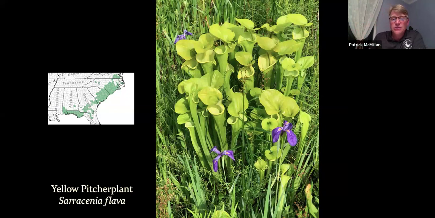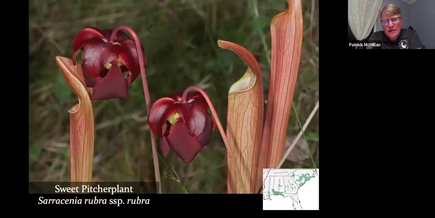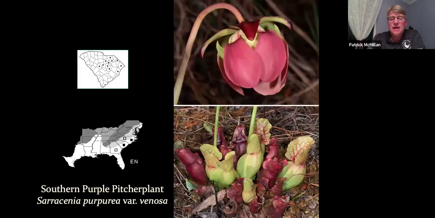Even though the diversity is phenomenal there, they have the yellow pitcher plant, they have the hooded pitcher plant, which is today probably our most widespread remaining species. All of these just dramatically declined from what they were back in the 80s and 90s when I started working in South Carolina. Sweet pitcher plant along the edges of the Pocosin and slightly wetter situations. And then you guys also have southern purple pitcher plant.